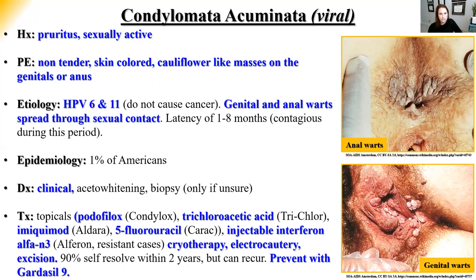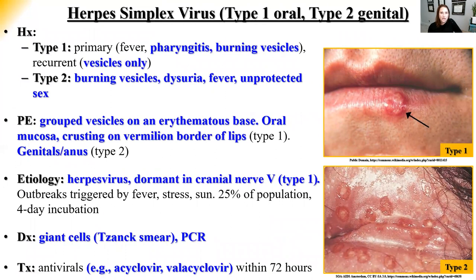Herpes simplex virus. We have type 1, which is oral, and type 2, which is genital. This is a human herpes virus. Type 1 will lie dormant in cranial nerve 5, which remember is the trigeminal nerve. That's a good exam question. You can have a primary outbreak and then secondary outbreaks. The secondary outbreaks are triggered by fevers, sun, or any kind of physiological stress to the patient.